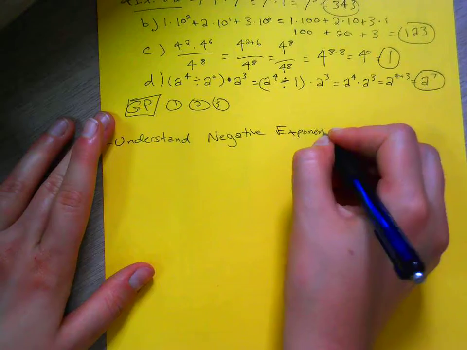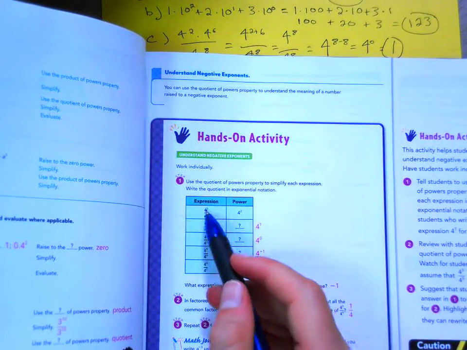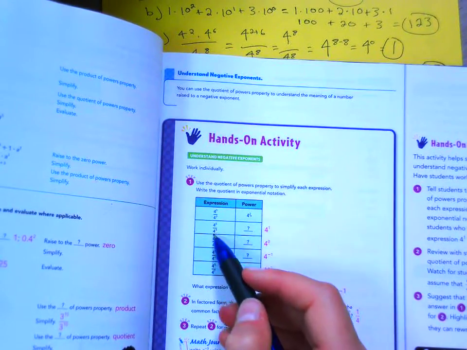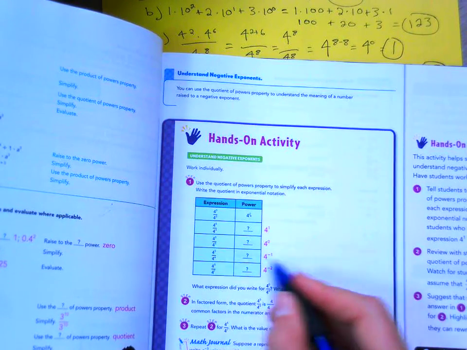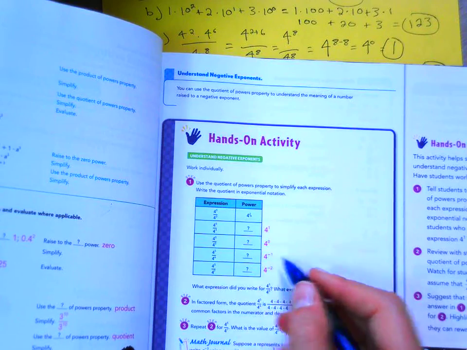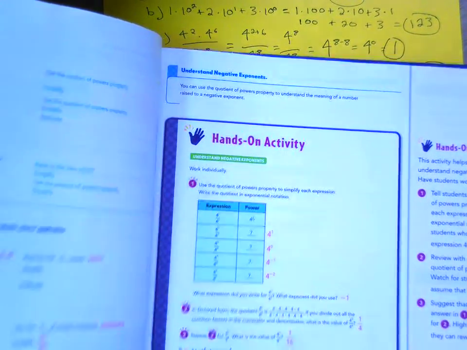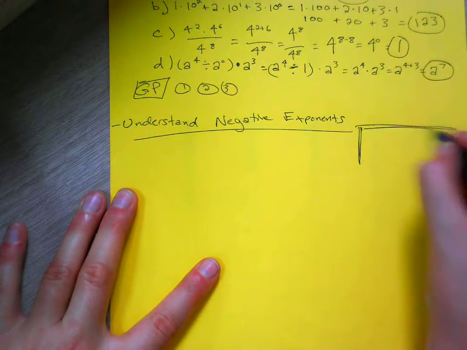Understand negative exponents. Let's show our little chart here again. So we started with finding 1 to the power of 2, and then we found 1 to the power of 1, 1 to the power of 0, which we know the answer is 1. But then you start to get to where you have 4 to the power of negative 1, 4 to the power of negative 2.